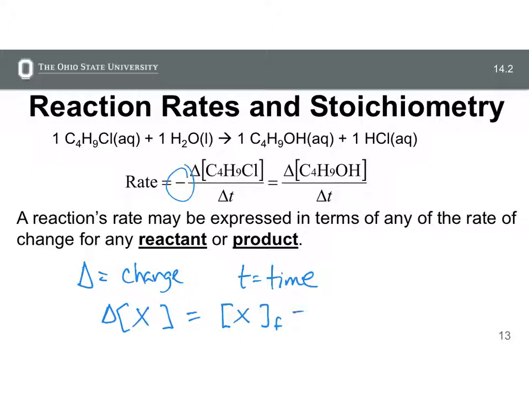final minus initial, or time 2 minus time 1, you're going to see later on. And so if the concentration is decreasing with time, this factor ends up being a negative. So if we put a negative out front of our rate equation, that just makes it a positive number. We always state rates as positive numbers.